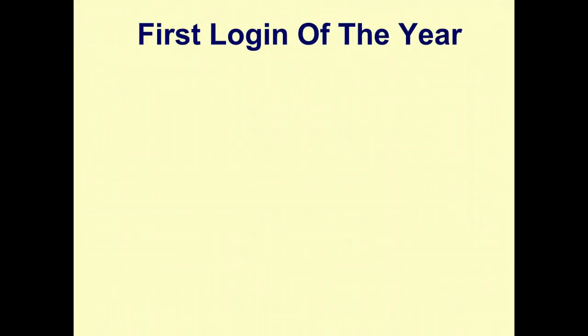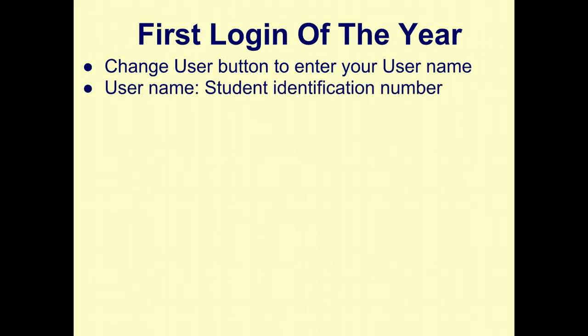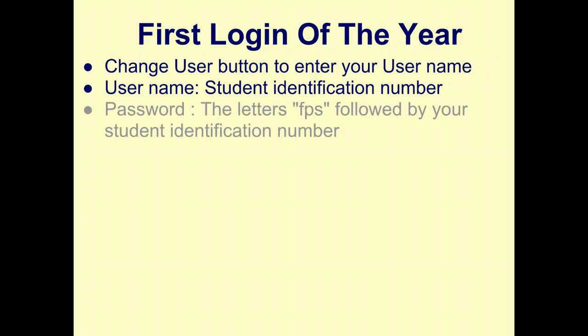Your first login of the year will consist of clicking the Change User button to enter your user name, which is your lunch code ID, your student identification number. The passwords have all been reset, and the passwords are set up as the lowercase letters FPS followed by your student ID number / lunch code.